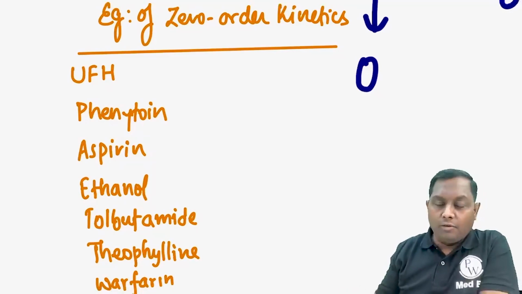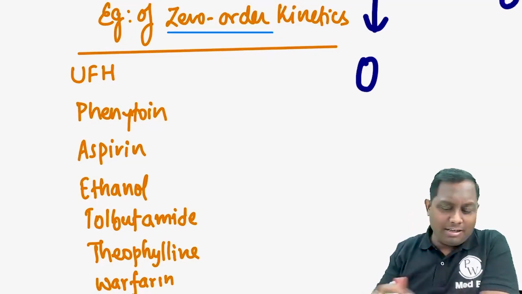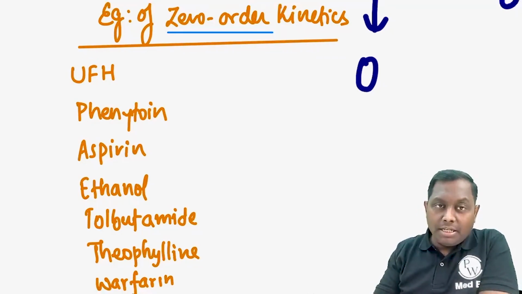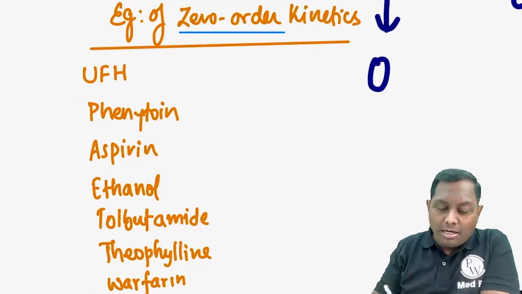I used to tell you a very small story here, which helps you in remembering and recalling the drugs that follow zero order kinetics. If it is zero, it's like a zero that you are getting in any race. Getting zero in a race, in a competition, is like a war. This is just a story, okay? Getting zero is like a war, and I will ask you to put an end to this war.